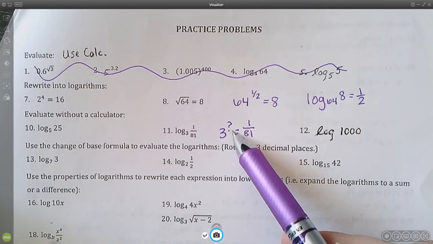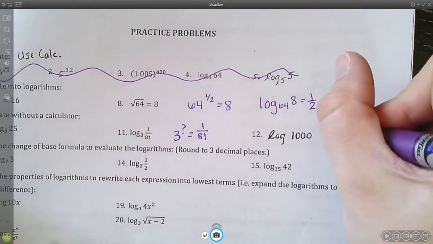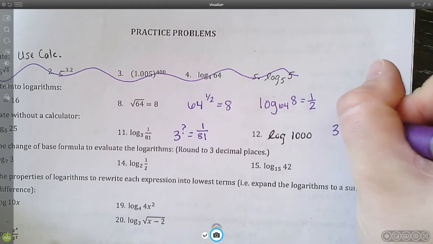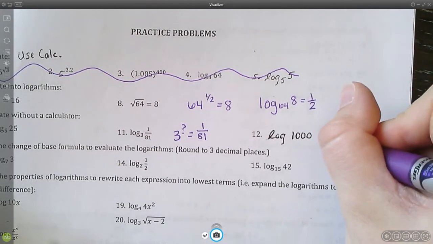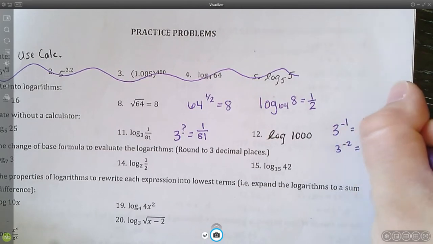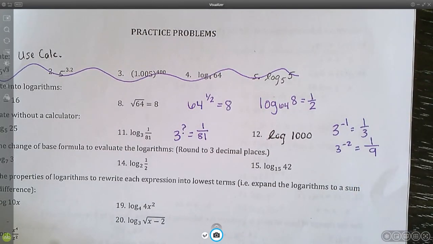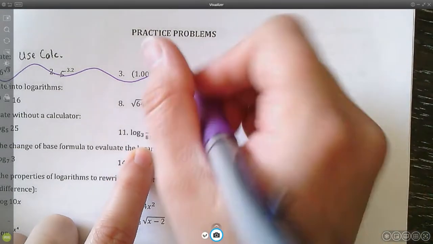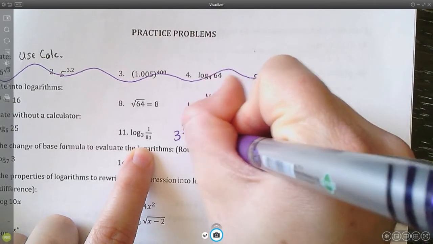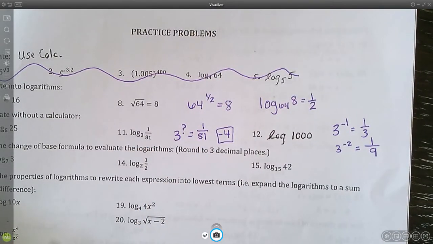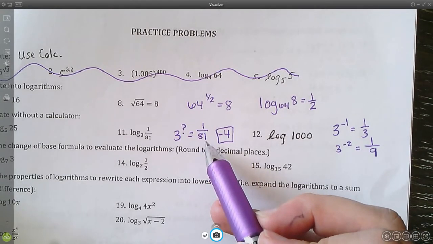Let's just do a side note. If I do 3 to the negative 1, that's the same as 1/3. If I do 3 to the negative 2, that's the same as 1/9. So 3 to the negative what is going to give you 1/81? If you keep going with this, it's just going to be 3 to the negative 4. So this answer is going to be -4. 3 times 3 is 9, times 3 is 27, times 3 is 81. And if it's negative, that's why we have it in the fraction form.